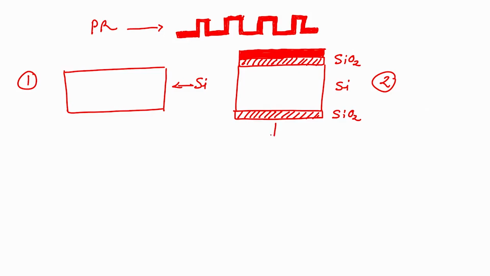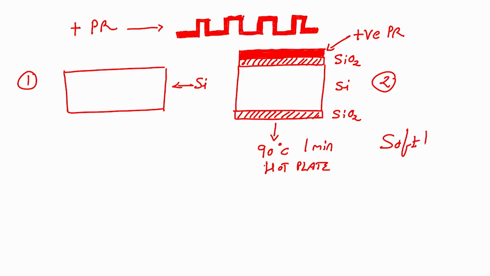So, we will keep this wafer on a hot plate at 90 degree centigrade for 1 minute, and this is a positive photoresist, okay, that we will discuss. We have discussed, we will again discuss, this is a positive photoresist. So, we will put this wafer on a hot plate at 90 degree centigrade for 1 minute, alright. That is our soft bake.